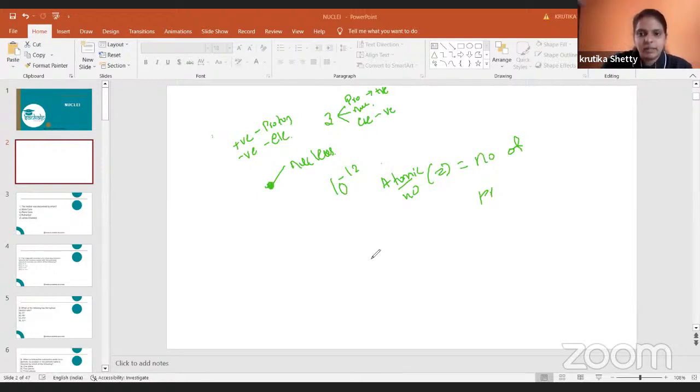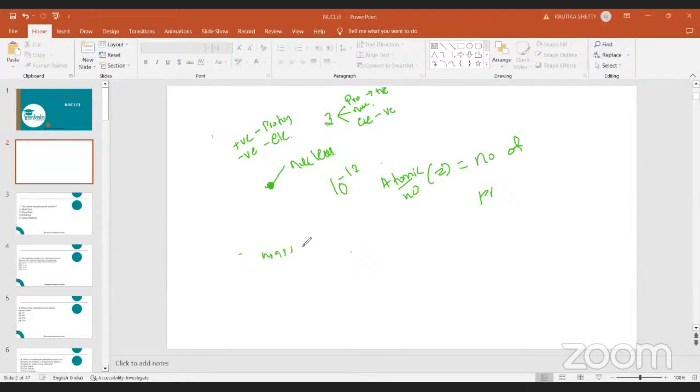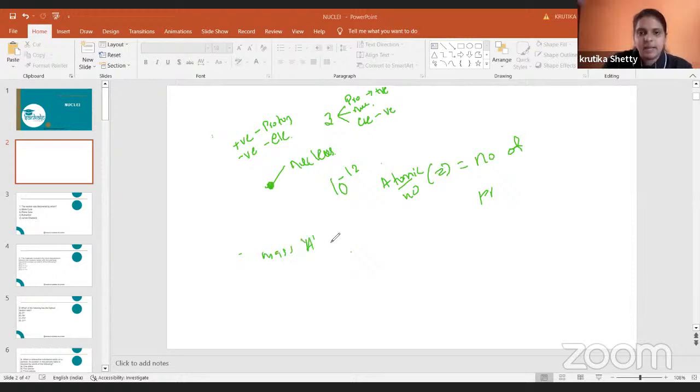Next we are going to define the mass number. What do you mean by mass number? The mass number is denoted by the letter A. It is defined as the number of protons plus the number of neutrons. The number of protons plus the number of neutrons is called the mass number. The atomic number is denoted by Z and the mass number is denoted by A. The number of protons is the atomic number, and the number of protons plus neutrons is the mass number.